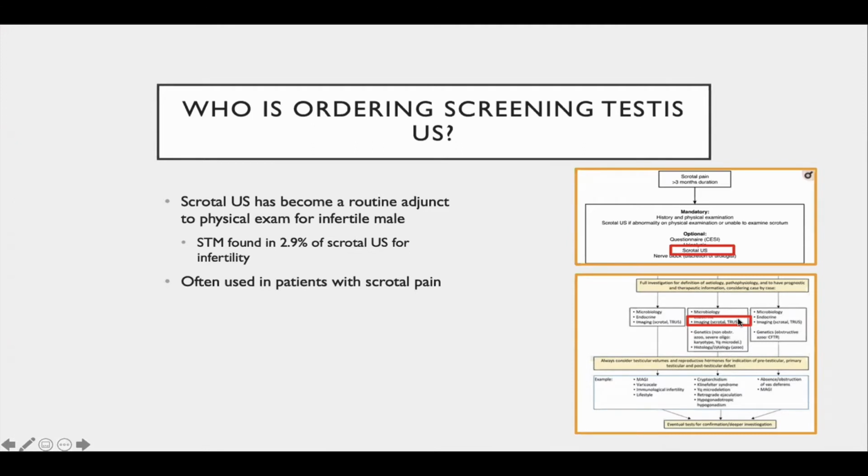And I can say, anecdotally, having worked at a couple of centers in their departments where they're screening infertility patients, there are lots of centers where, if you show up for male infertility, you get a scrotal ultrasound ordered regardless of your presentation. In one large cohort that looked at about 4,000 guys showing up for male infertility who had a scrotal ultrasound done, about 3% of those guys were found to have a small testicular mass incidentally found on that ultrasound.